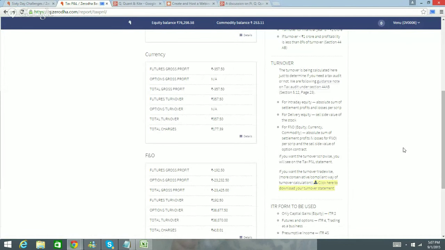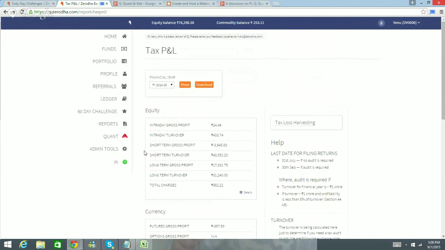Turnover can be calculated two ways. You can go to Varsity and see how it is calculated. There is script-wise turnover, which you can see on the left here. For example, total turnover in Venu's case for currency trading is 357.5 if it is script-wise. If you want to see trade-wise, you can click here. So that's about tax P&L.